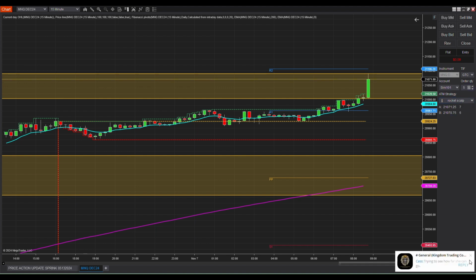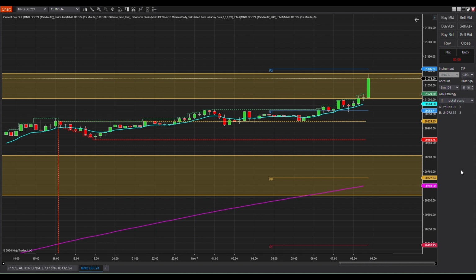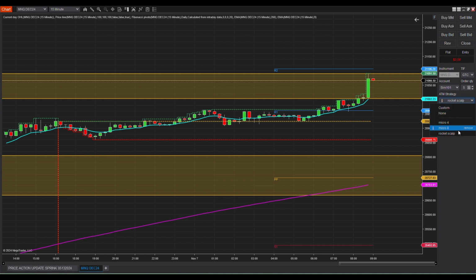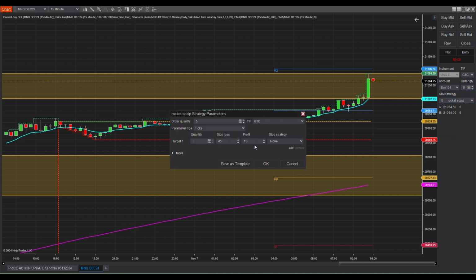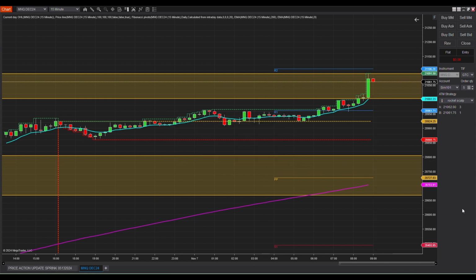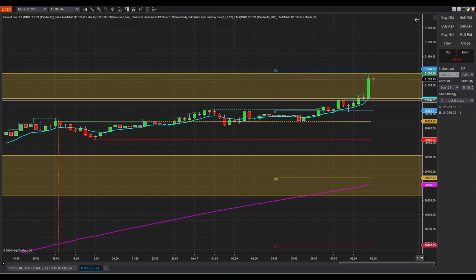844. I'm in the rocket scalp. 5 micros. 15 take profit. 45 stop loss. Of course, I'm going to move that. But let's see if we can get some trades in. Right now, we haven't broken out yet. 845. The new 15-minute candle is formed.